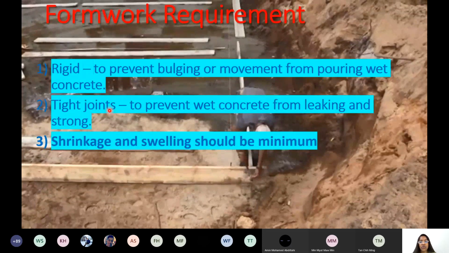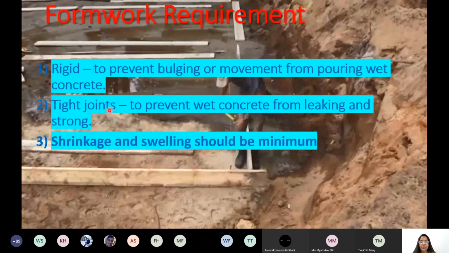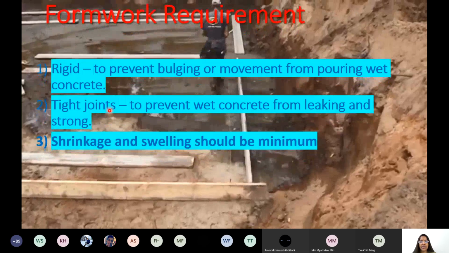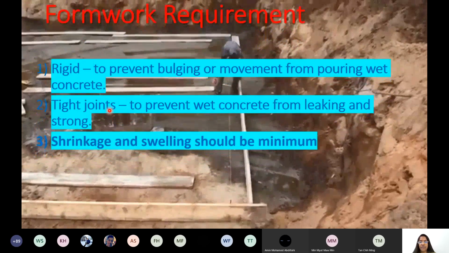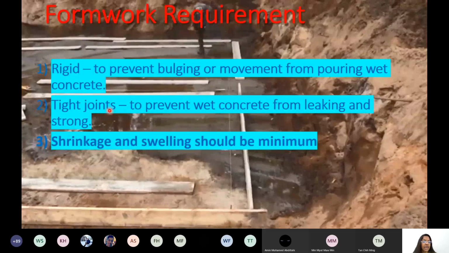When you pour the wet concrete, it will start leaking if you have joints. So take care of the joints. Choose the material in such a way that it will have fewer joints, or prevent them. Even joints can be prevented. If any are found, they can be fixed later on.